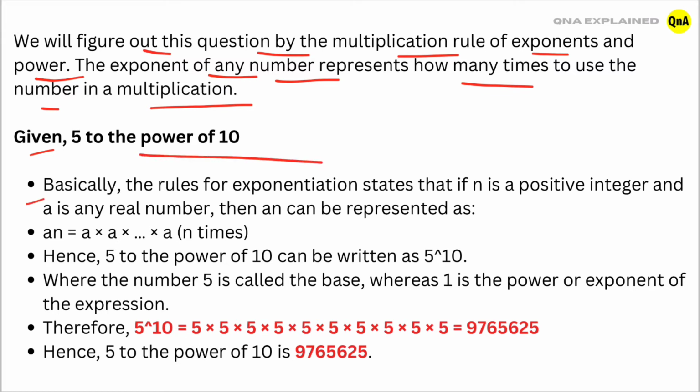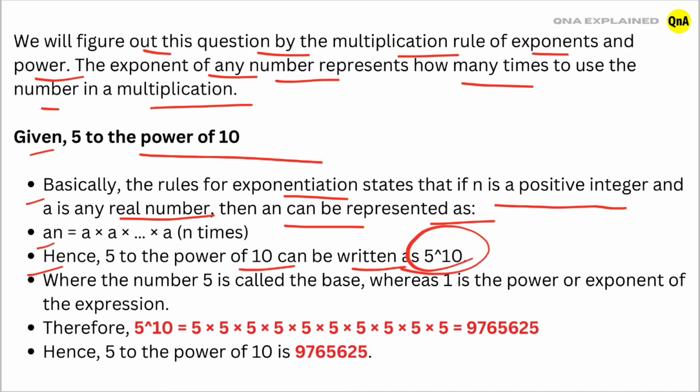Basically, the rules for exponents state that if n is a positive integer and a is any real number, then a raised to the power n means a is multiplied by itself n times. Hence, 5 to the power of 10 can be written as 5 raised to the power 10, where the number 5 is called the base, whereas 10 is the power or exponent of the expression.